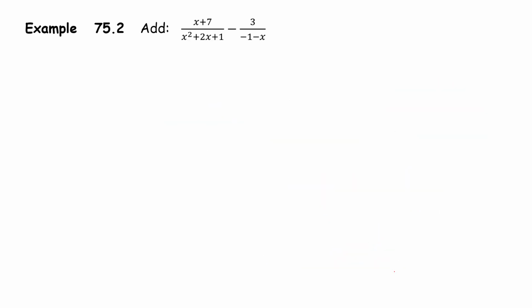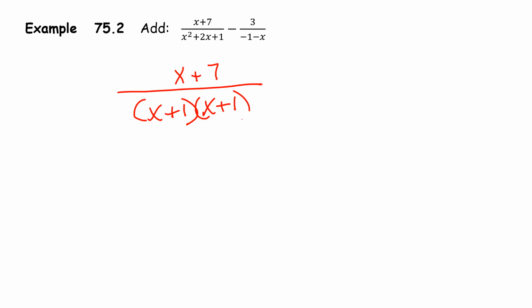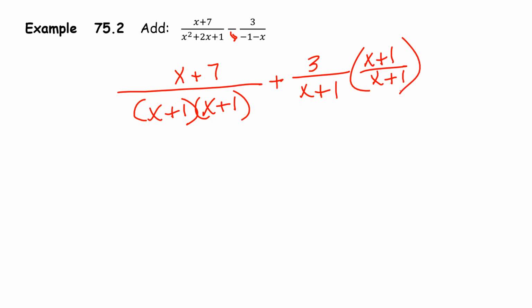Okay, here's another one. We're going to factor this again. We'll have x plus 7 over x plus 1 times x plus 1. And then we have a minus 3 over negative 1 minus x. If we distribute this minus sign through the denominator, we will have x plus 1 in that denominator as well. So we'll have plus 3 over x plus 1. And now all we need to do is multiply this second fraction by x plus 1 over x plus 1, and we'll have a common denominator because they will both have the denominator x plus 1 times x plus 1.